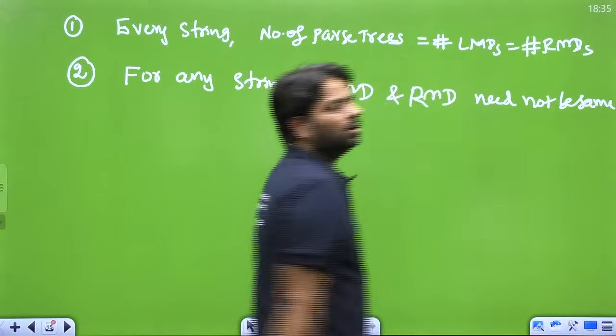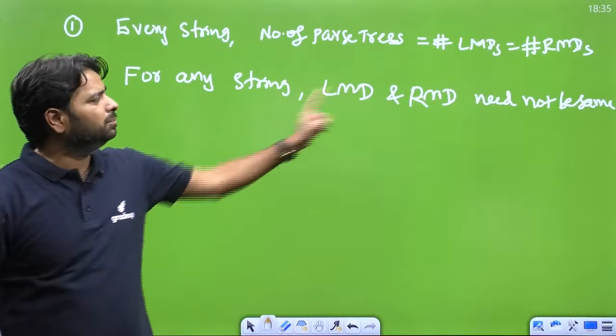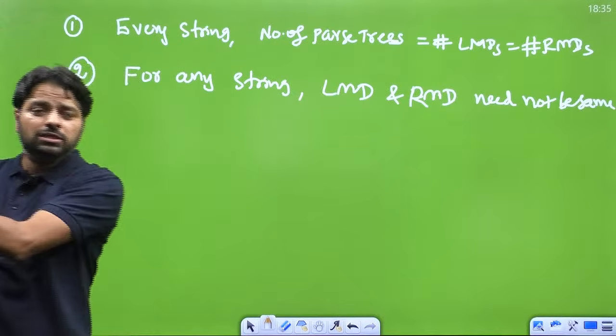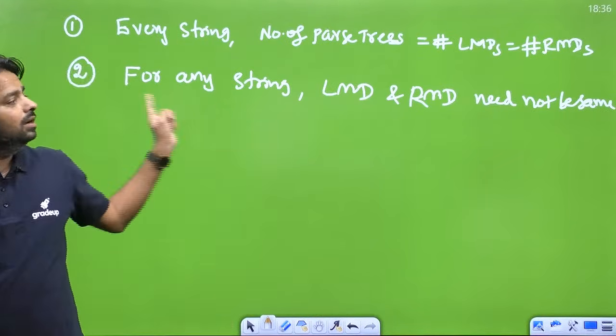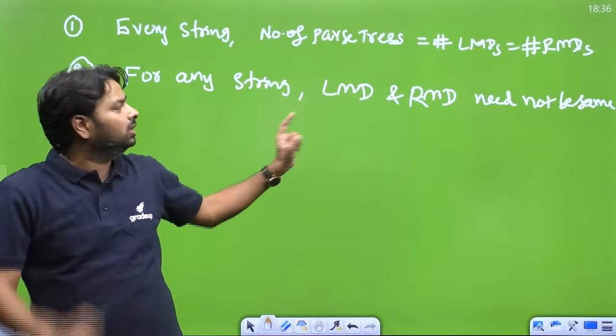Why need not be same? Because the substitution of non-terminals are different in both of them. If LMD substitutes the leftmost non-terminal, RMD substitutes the rightmost non-terminal. Yes or no? Yes, sometimes LMD and RMD can be same, but not all the time.